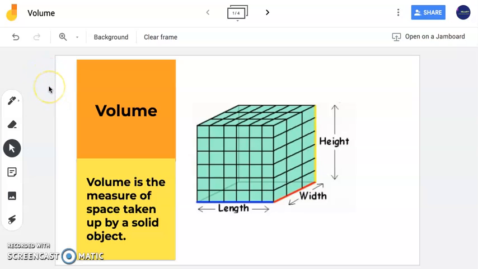Hello, today we're going to learn about volume. Volume is the measure of space taken up by a solid object. Today we're going to focus specifically on rectangular prisms. In this example here, we are given a rectangular prism.